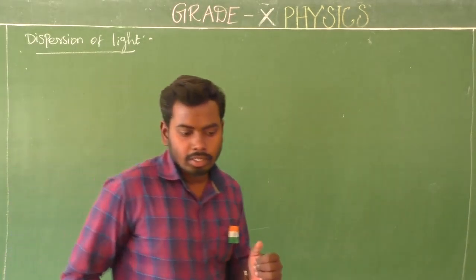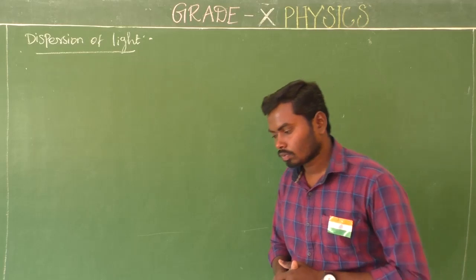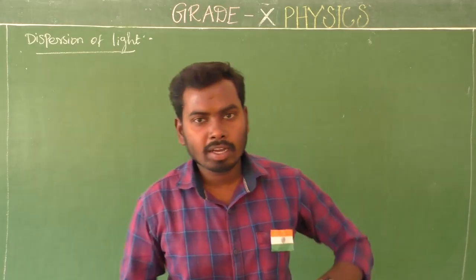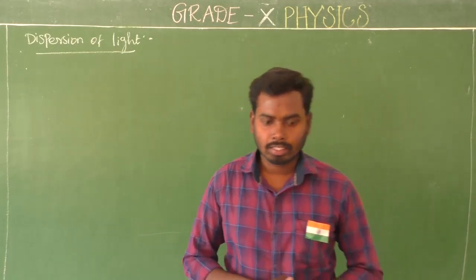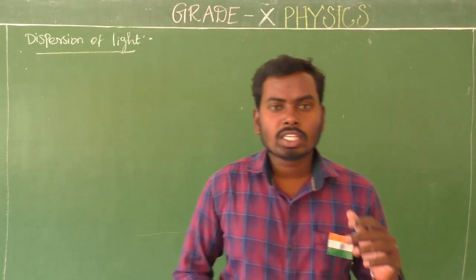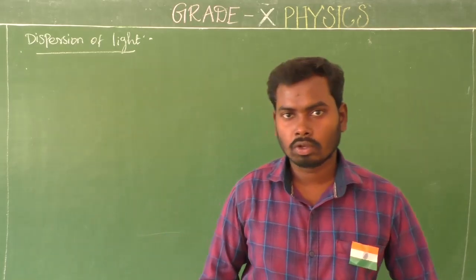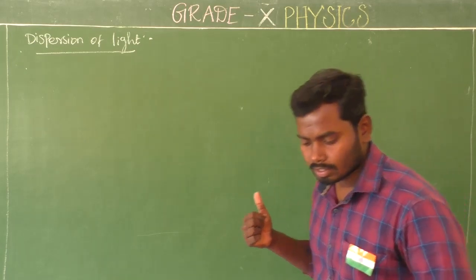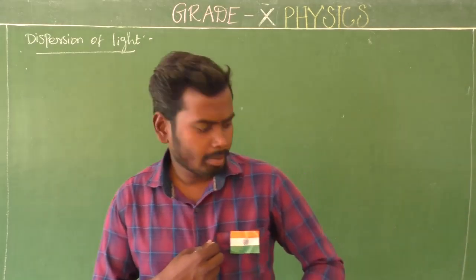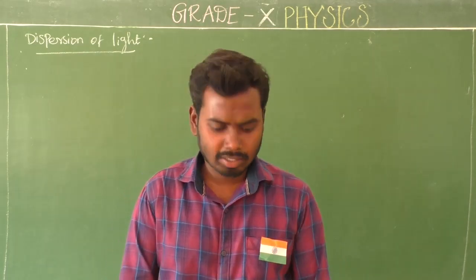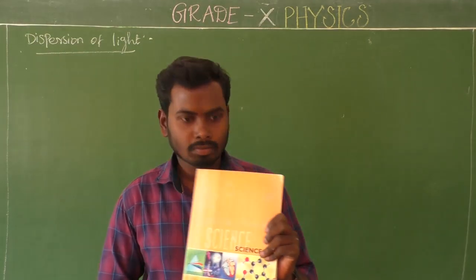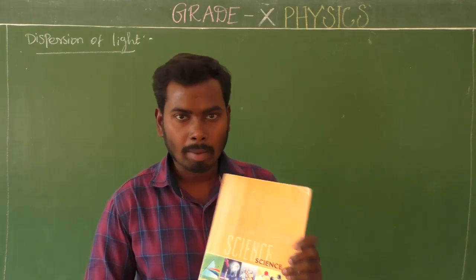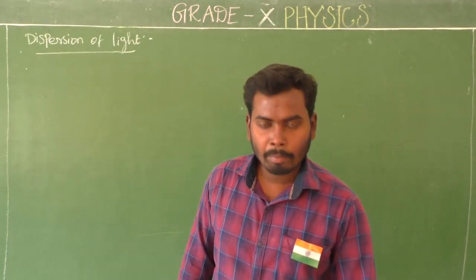So next we will see the dispersion of light. Before starting that, I am going to ask a few questions. What is the color of this board? That board color is green. Am I right? So what is the color of my shirt? It may be pink. And what is the color of this book? Yes, it may be yellow.